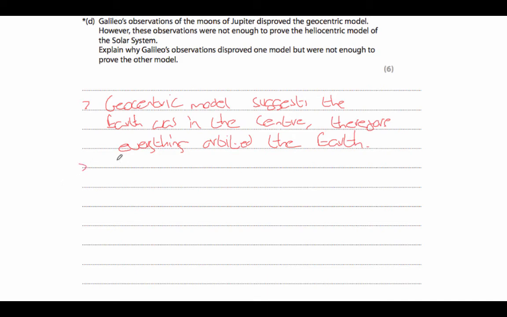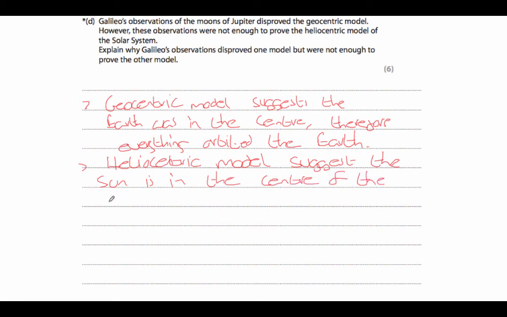Now, what about the heliocentric model? The heliocentric model suggests the sun is in the center of the solar system. Therefore, everything orbits the sun. Yeah? Now, explain why Galileo's observation disproved one model but were not enough to prove the other model.